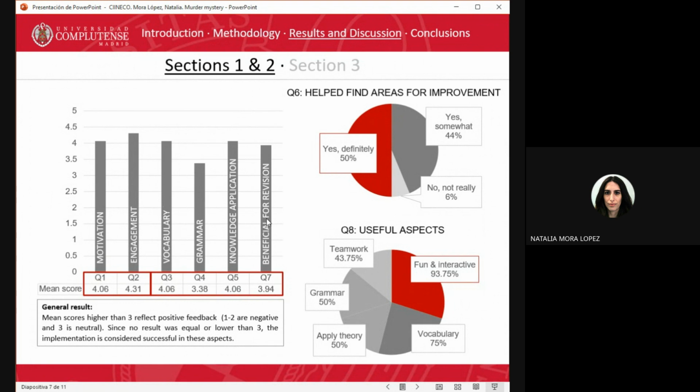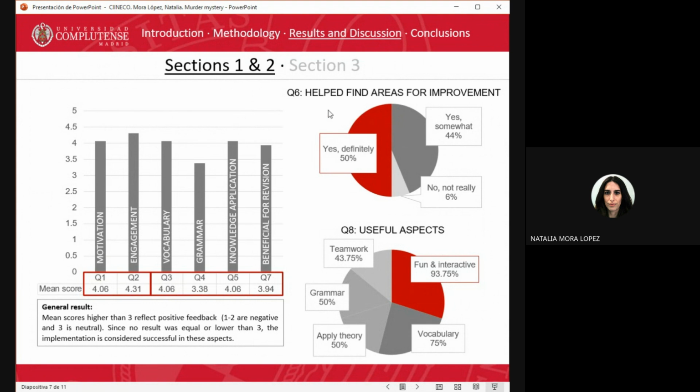Okay, so this second section. So we have the revision effectiveness. So vocabulary, was it useful to revise vocabulary? So yes. Grammar, not that much. Yes, but not that much. If it was useful to apply the knowledge they had from the course, yes. And if they find it a useful tool for the revision, well, yes.